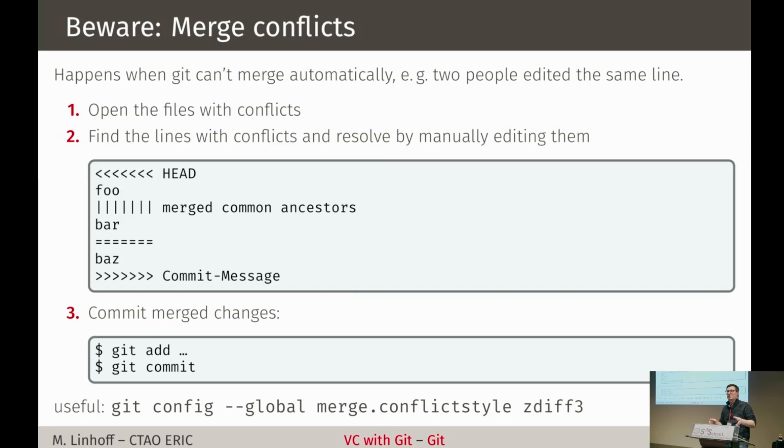And you really just have to open your text editor, remove these markers, and leave the software in the state you want it to be. And then you add and commit, and this will do the merge commit. If this was complicated to resolve, maybe write a better commit message than just merge, and explain how you resolved the conflict. But in general, if it's straightforward, then just leaving the default merge message is mostly fine.